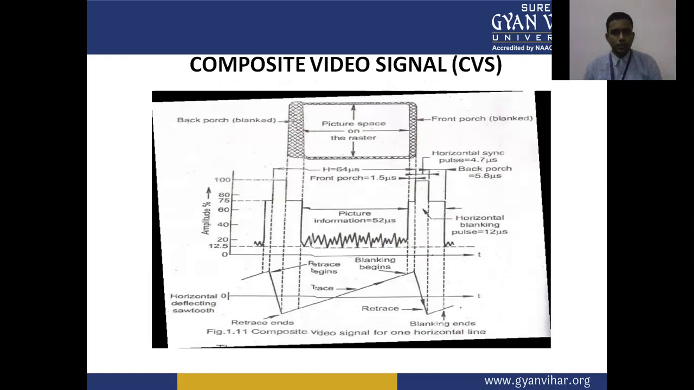This is the diagram to show the composite video signal. Here we have a picture space on the raster, and front porch and back porch, that is the blanked portion. Total horizontal scanning time is 64 microseconds. Front porch has 1.5 microseconds, and here we have amplitude with respect to time. We have a retrace period and trace period of the signal. Horizontal deflections are two: horizontal blanking pulse and horizontal synchronizing pulse. Back porch is 5.8 microseconds.